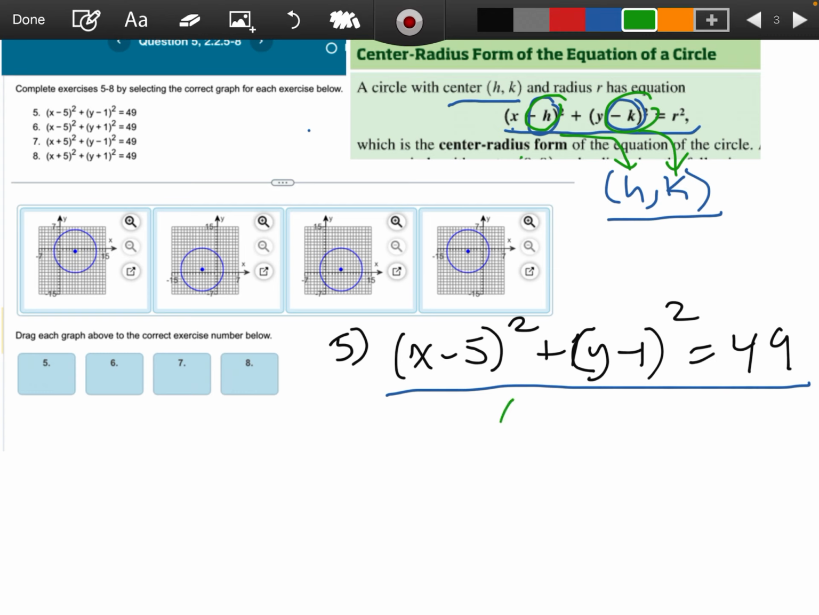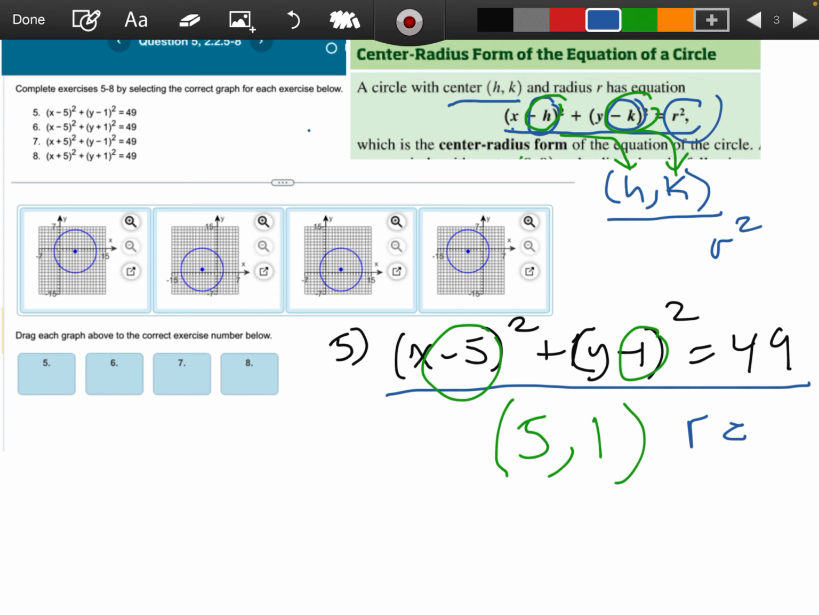So if I were to come back to this problem and I were to say, okay, look, I want to know what the center of my circle is. The center of my circle, y'all, I'm going to change these signs, 5. I'm going to change that sign, 1. And then, y'all, the last number is the radius being squared. So if my radius squared is the number 49, the way we would find the radius is we would take the square root, and the square root of 49, y'all, is going to be 7.